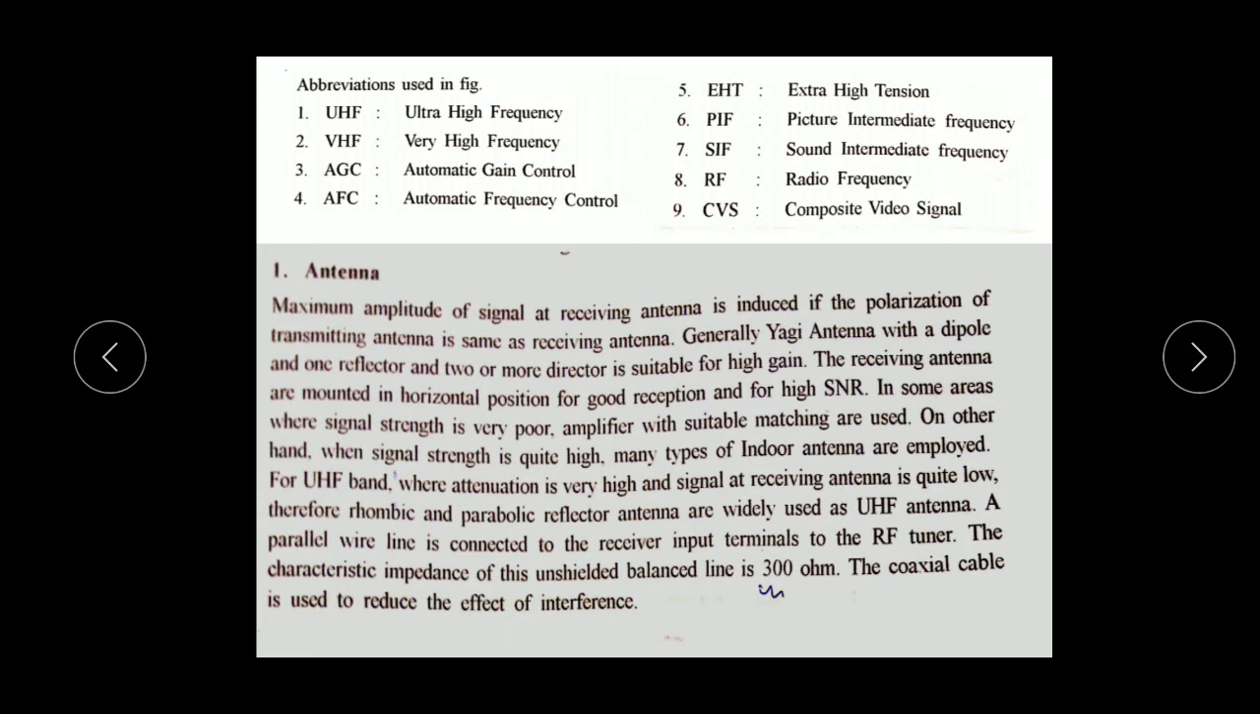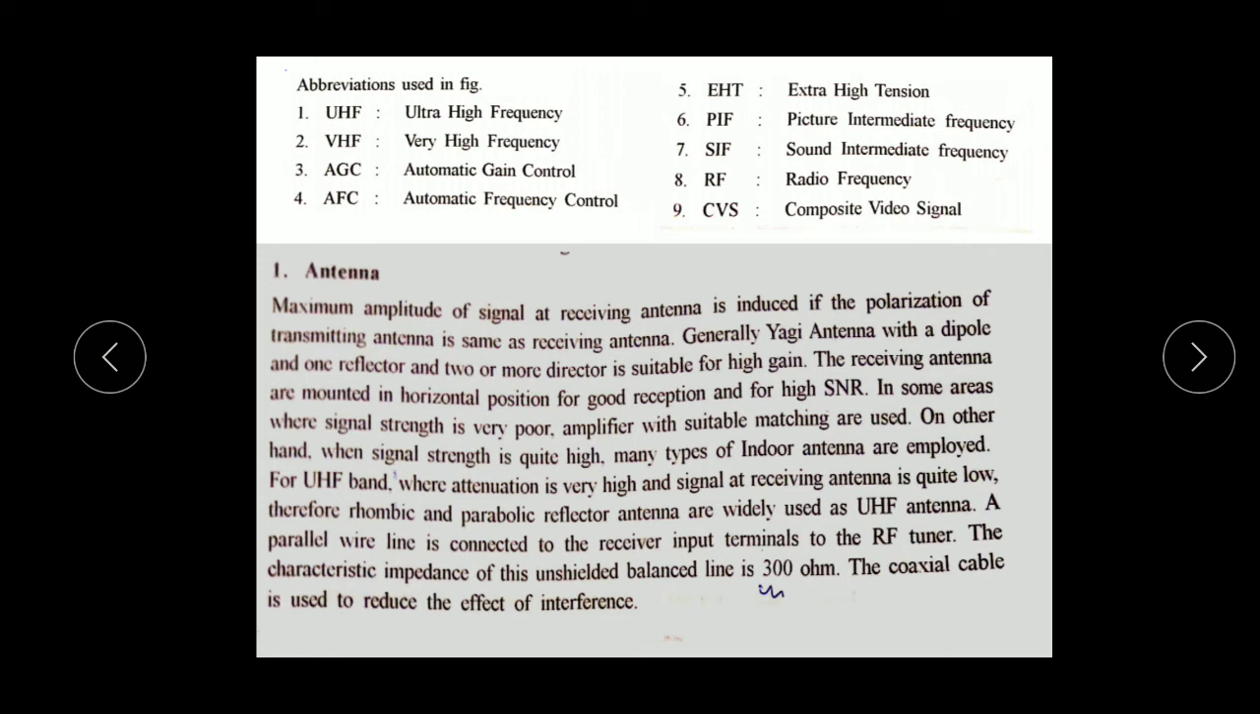In some areas where the signal strength is very poor, we use an amplifier and some matching. On the other hand, when signal strength is quite high, many types of indoor antenna are employed. For the UHF, or ultra high frequency band, the attenuation is very high and the signal at the receiving antenna is quite low. Therefore, rhombic and parabolic reflector antennas are widely used as UHF antennas.